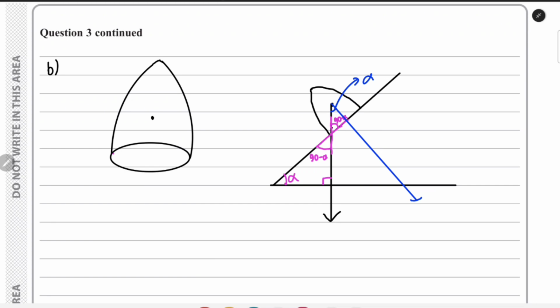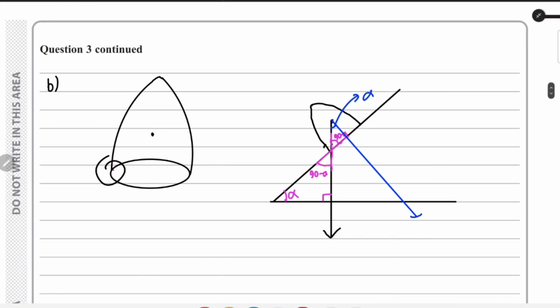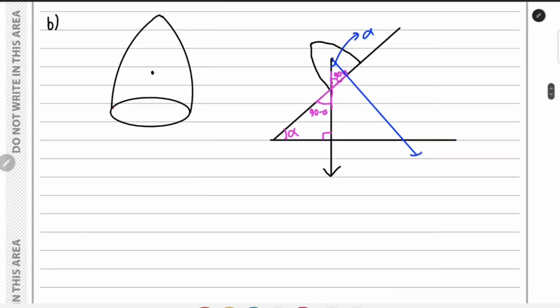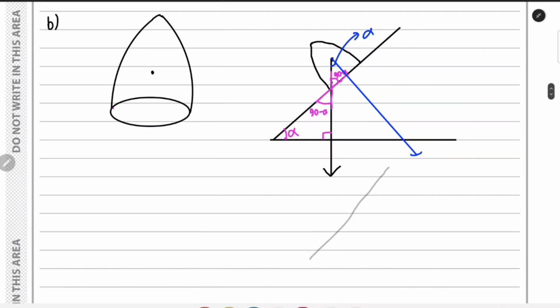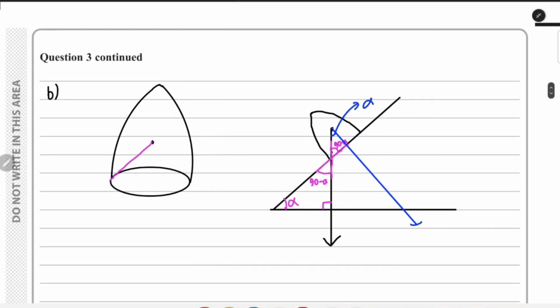For the shape to be on the point of toppling, the line of action of weight needs to act through the edge of the material. So this edge, if the angle of the ramp was increased slightly further, the object would topple. So if this was the case, it would be something like this. So the object would topple like this. In this case, the weight will act through this line.